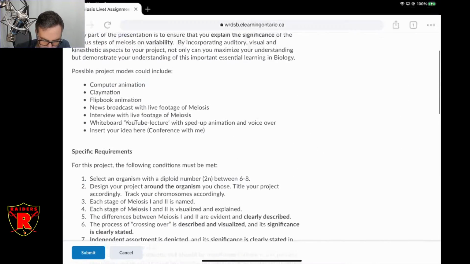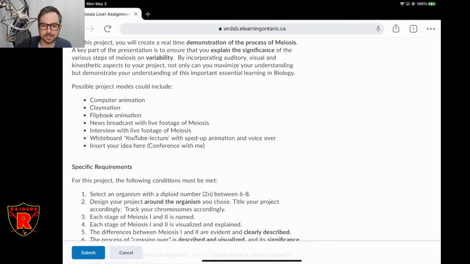In the past, students have done all kinds of things to demonstrate meiosis. Essentially, you are going to create a learning tool that is going to explain the process of meiosis to your fellow students, maybe someone who's never taken this course. And there are some key things that you need to make sure that you discuss in your explanation of meiosis, and I'll go through them here. But it does need to be some type of live form.